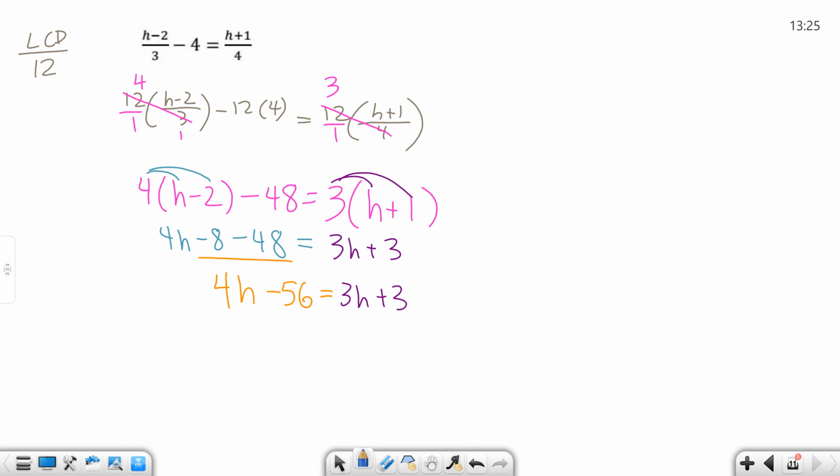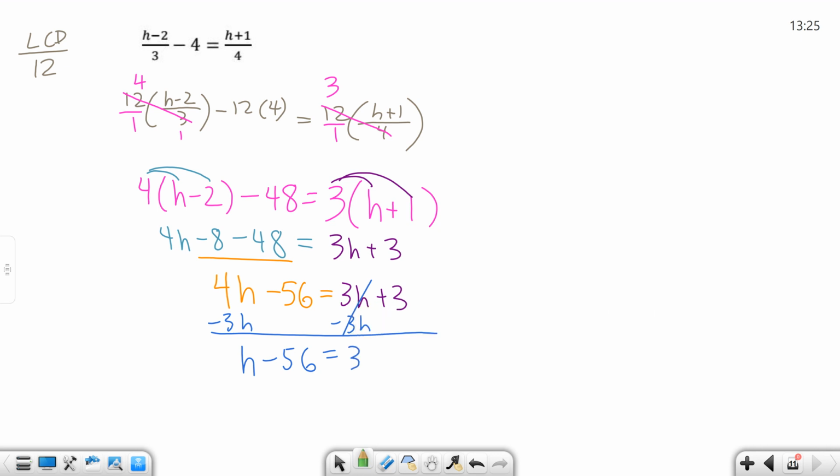So then I'm going to move. Now I have a best move. You can move anything here. It's okay. It'll work, but you can save yourself one step if you notice that 4h and 3h are 1 apart. So move the smaller one. Move the smaller one. If I move the 3h over, that cancels. I get h minus 56 equals 3.